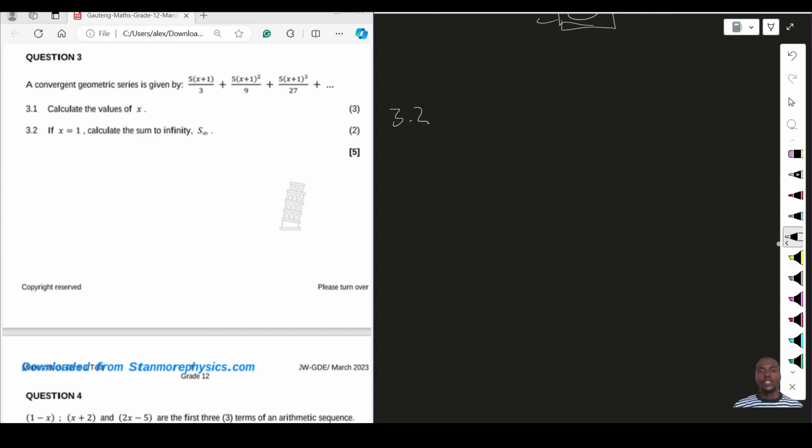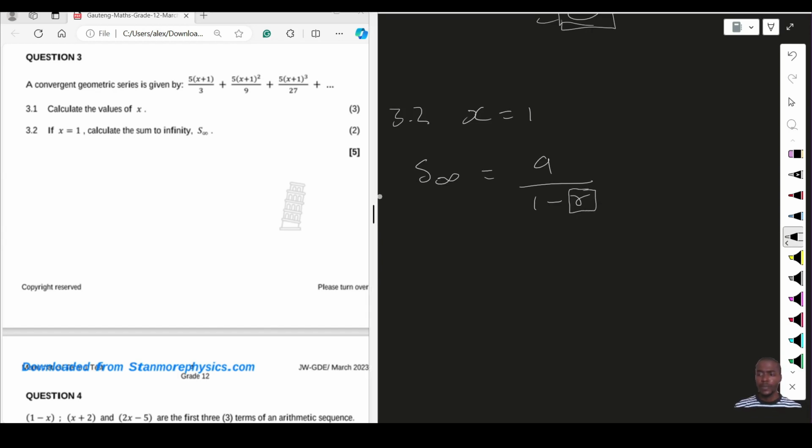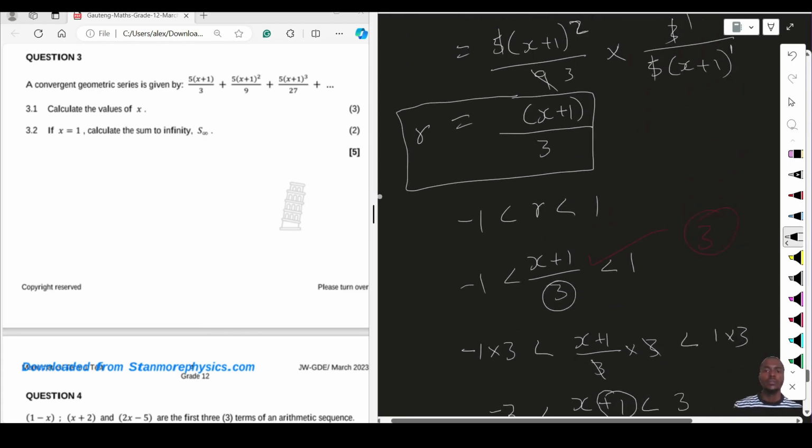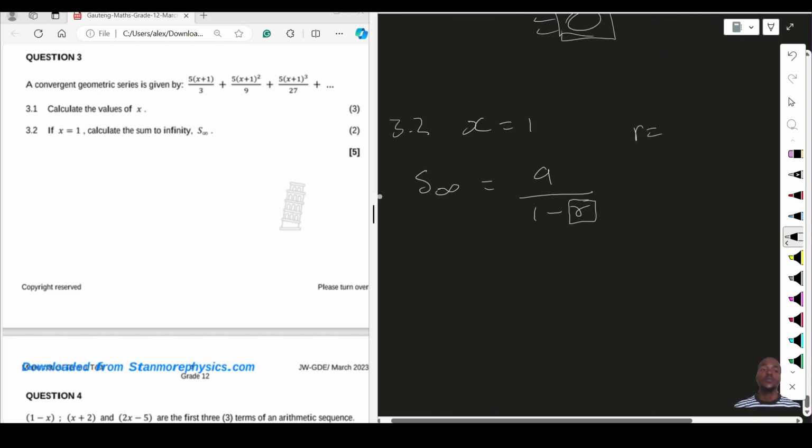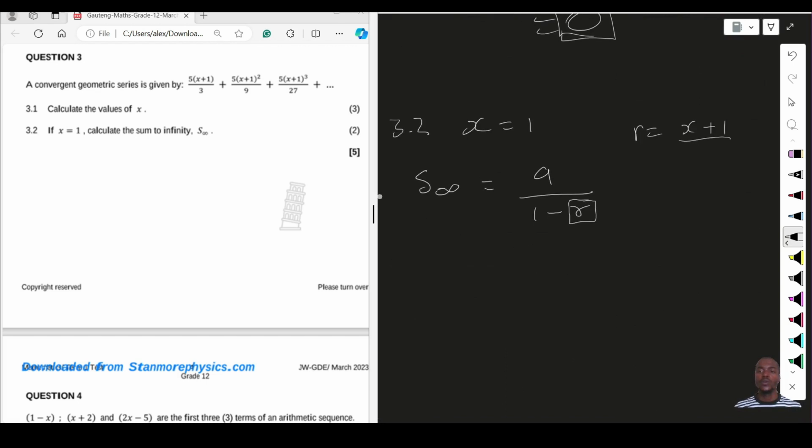They say, okay, 3.2. They say if x is equal to 1, calculate the sum to infinity. So guys, sum to infinity, again, remember that sum to infinity works for convergent geometric series. So the sum to infinity, you must remember that it's a all over 1 minus r. So what are we going to do now? If x is equal to 1, what is our r again? Previously we got that r is equal to (x plus 1) over 3. Rewind if you did not understand.